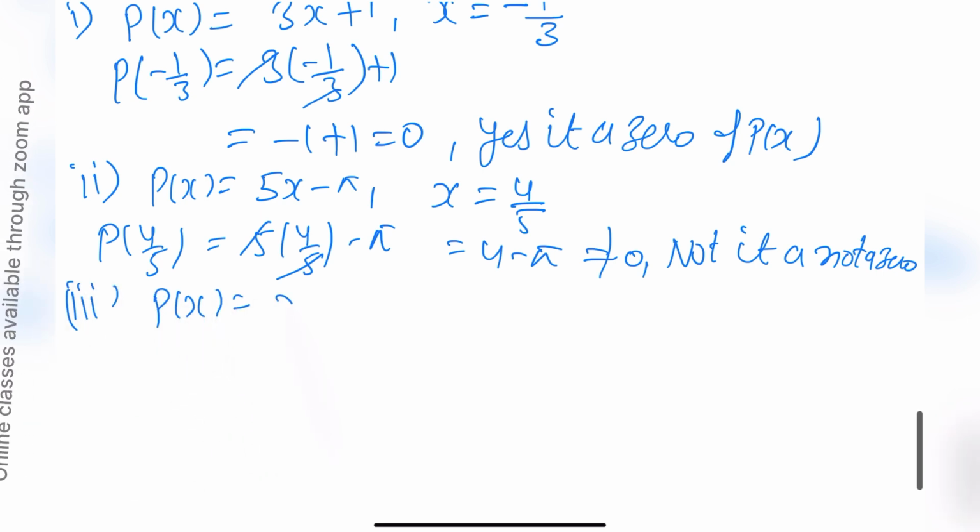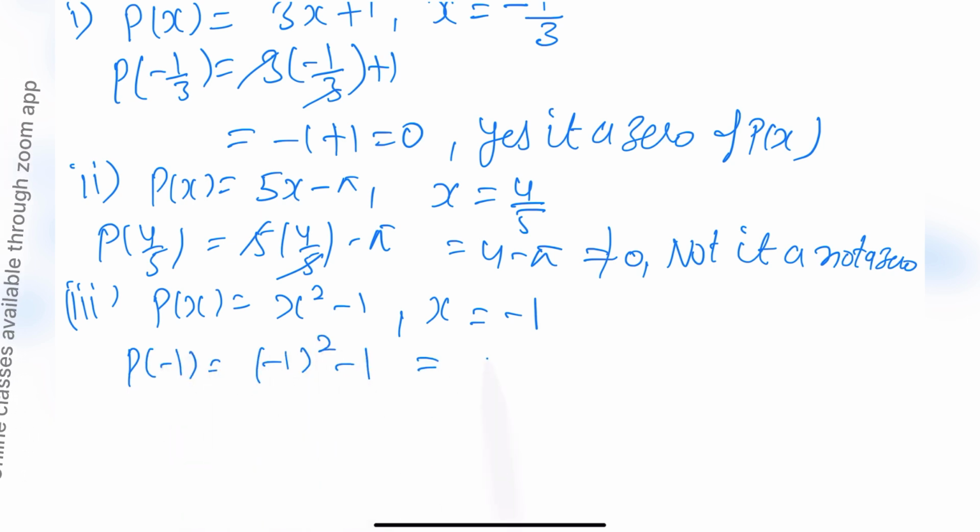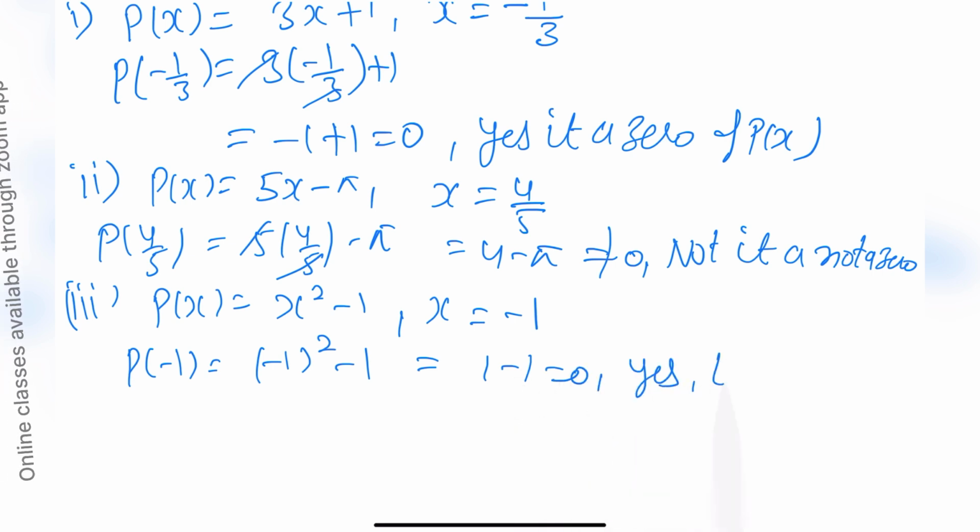Like third part, we have given P of x is equals to x square minus 1, x is equals to -1. So P of minus 1 is equals to minus 1 square minus 1. Minus 1 square is 1 minus 1. We got 0, so yes, it is a zero.